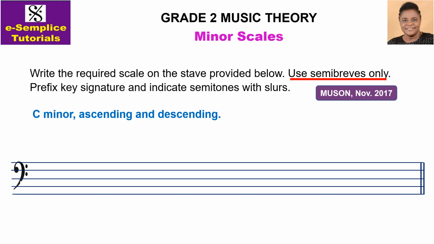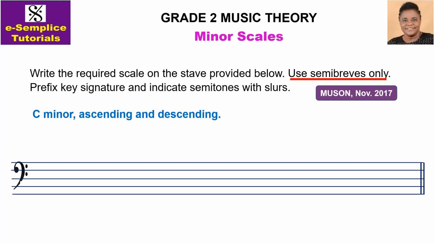This question is from Muson exam November 2017. Write the required scale on the stave provided below. Use semi-breves only. Prefix key signature and indicate semitones with slurs. And the scale is a C minor ascending and descending scale.